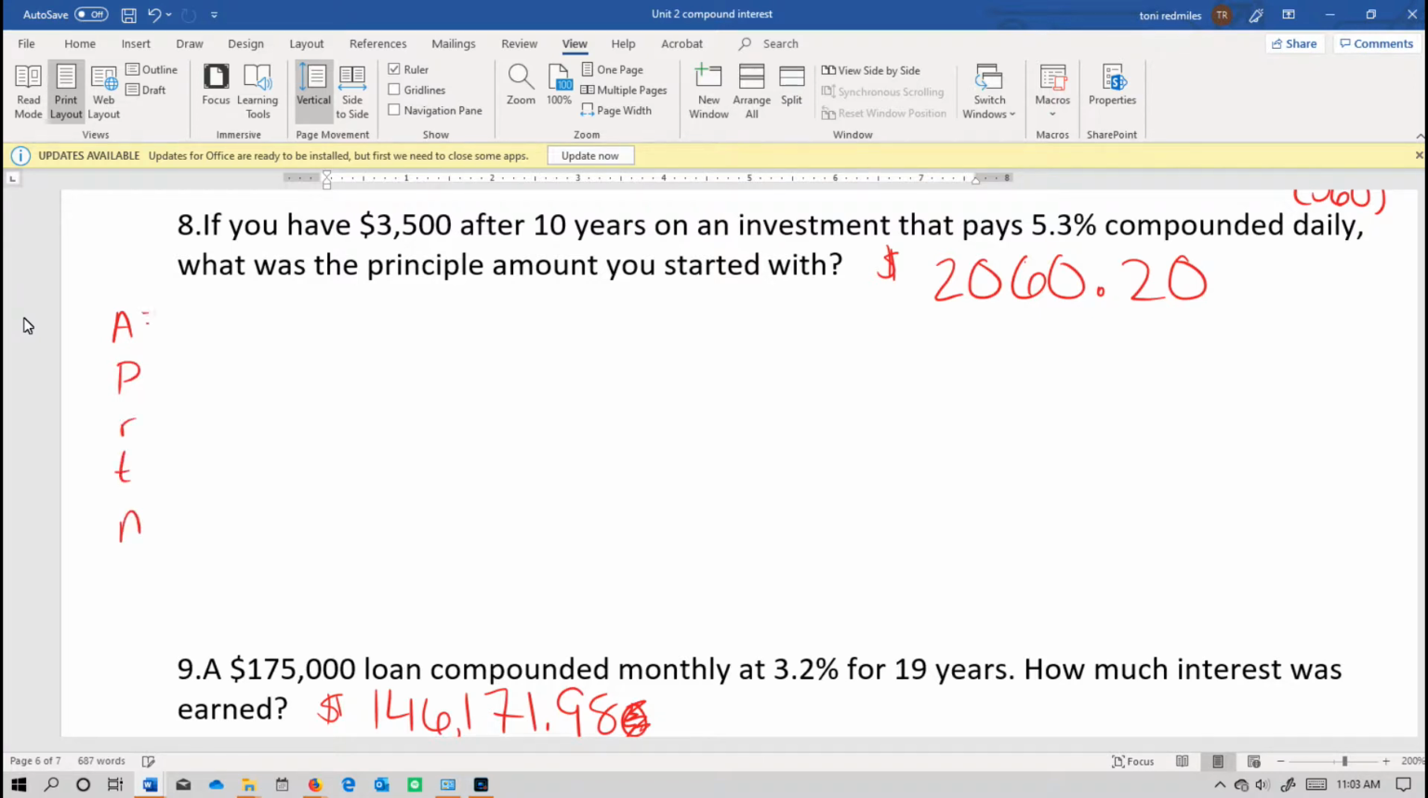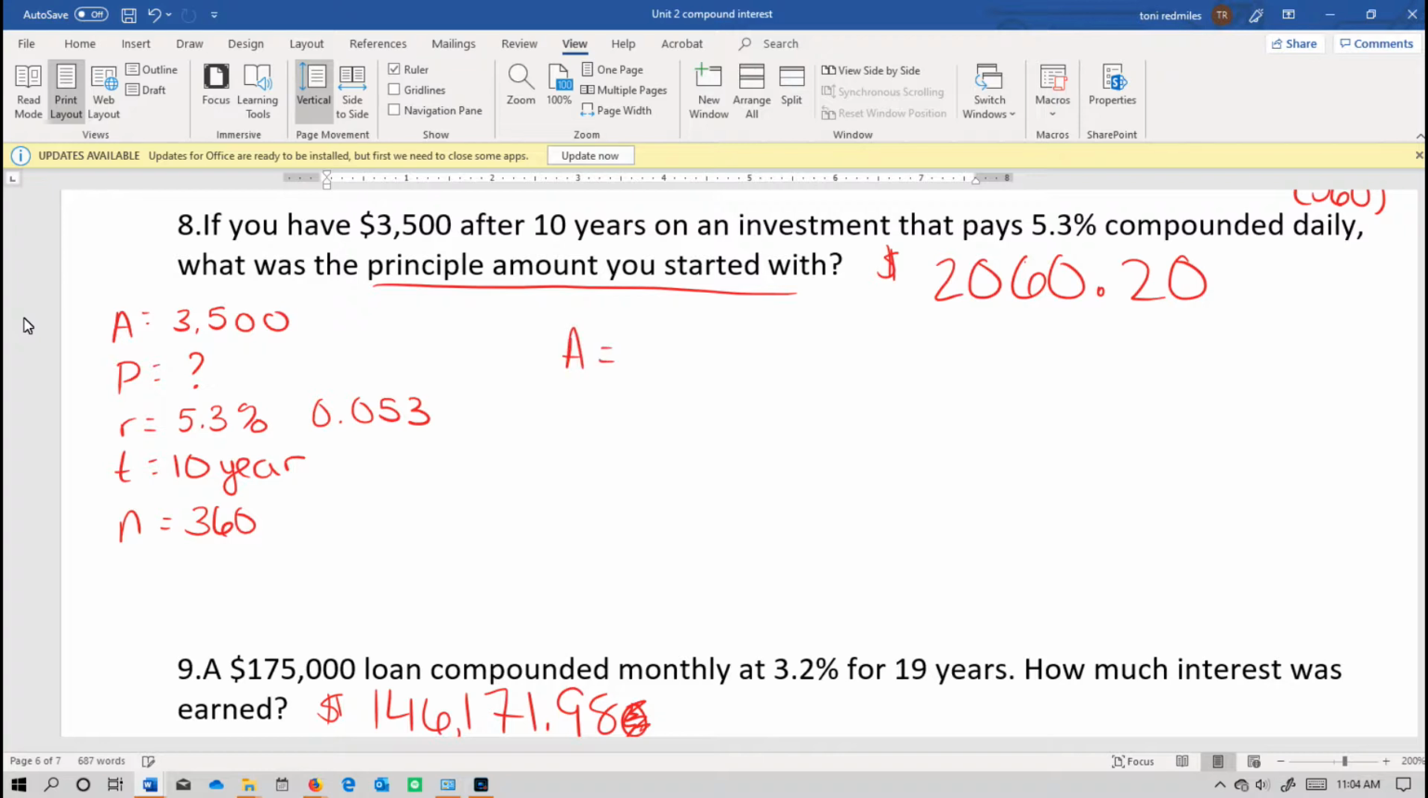We know the amount we ended with, 3,500. We do not know the principal because that's what it's asking for. We know that it's at 5.3% interest, which is 0.053. We know that the investment's for 10 years, and we know it's compounded daily, and I'm going to use 360, but if you use 365, it's okay because I didn't clarify. And you're going to get a slightly higher answer than I am. So now I've got to put everything that I know into my formula.